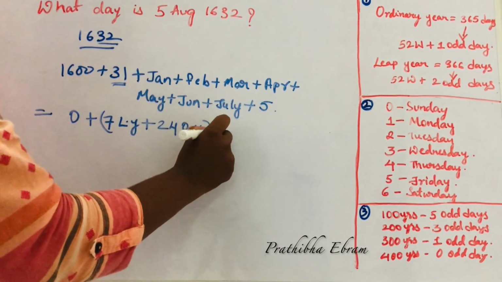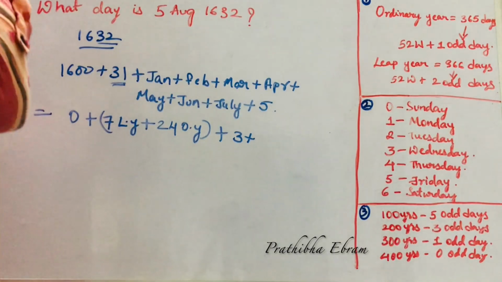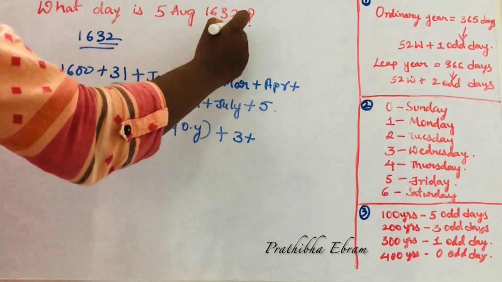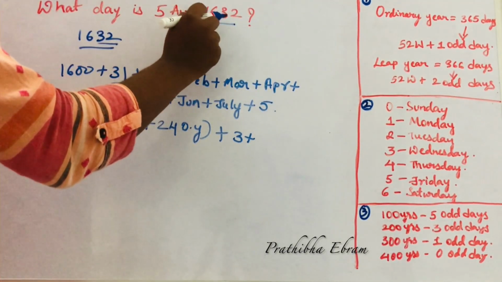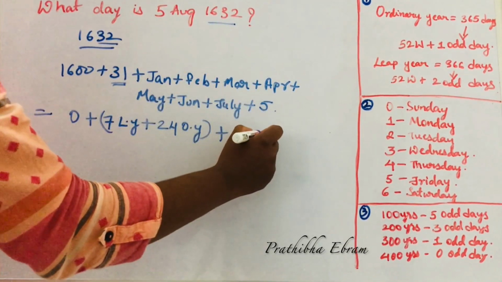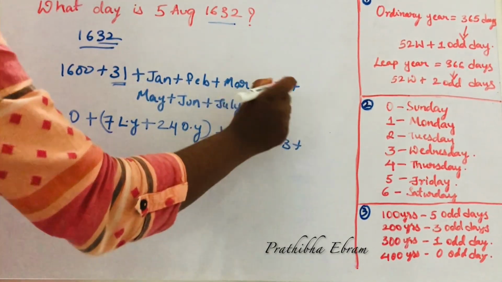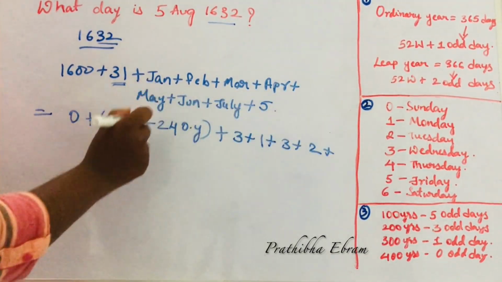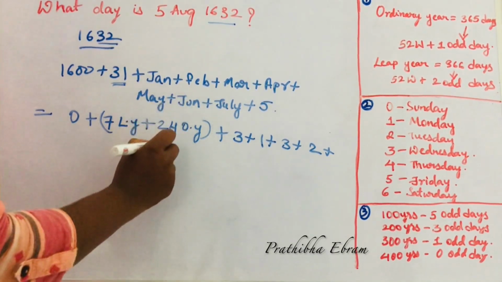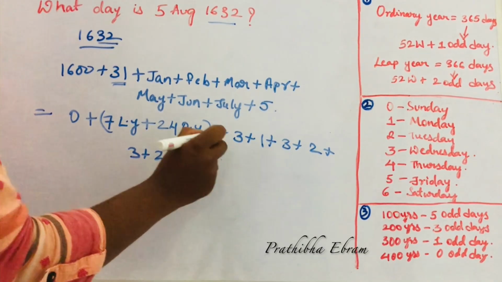So you have 24 ordinary years. Plus in January you have 3 odd days. Now Feb value. First you have to check whether this is a leap year or not. This is definitely a leap year. Now if it is a leap year, then in February you will have 1 odd day. Plus March 3 odd days, April 2, May 3, June 2, July 3 and 5.